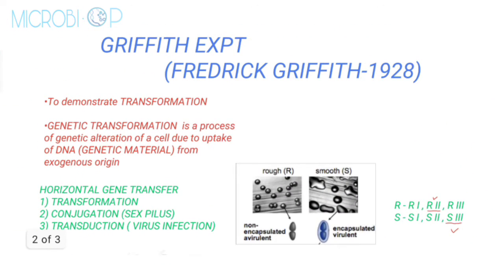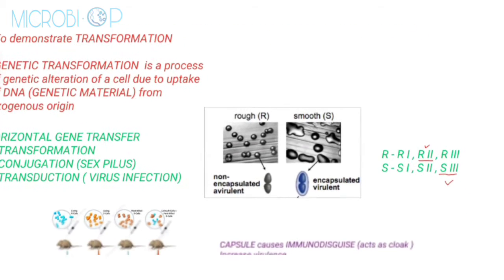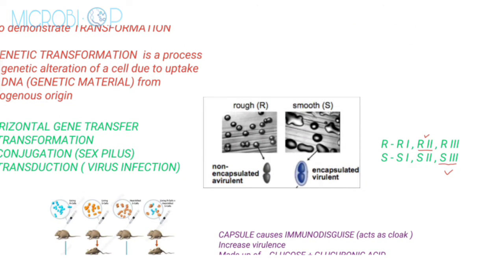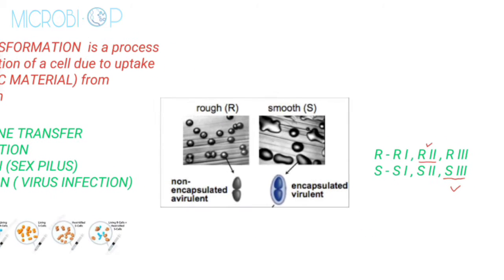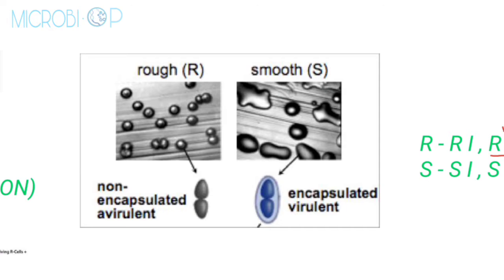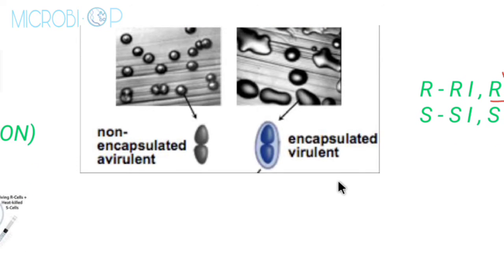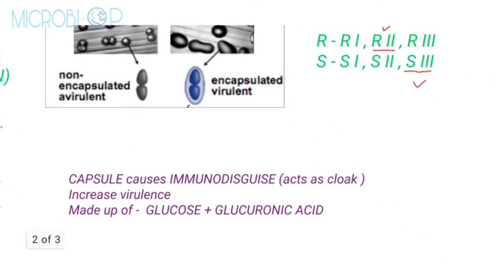Now, for this experiment, Frederick Griffith in 1928 used Streptococcus pneumoniae, also called Diplococcus pneumoniae. Why? Because they remain in diploid form, one and two, encapsulated by a capsule, a polysaccharide polymer. A polymer of which things? The capsule is made up of glucose and glucuronic acid.